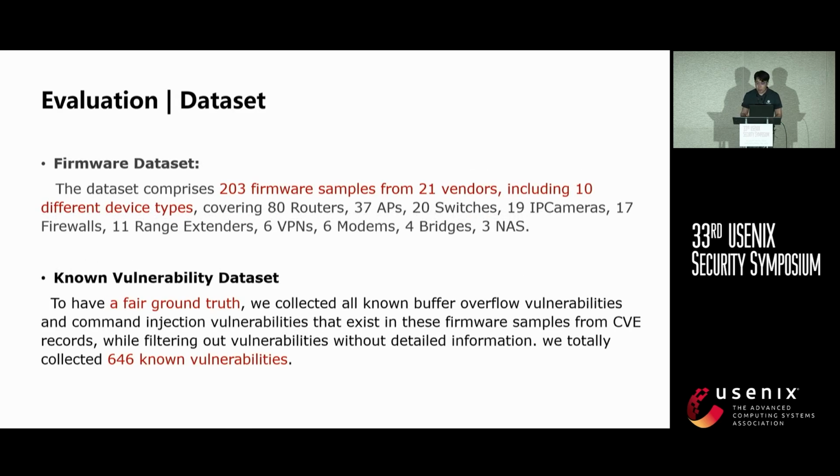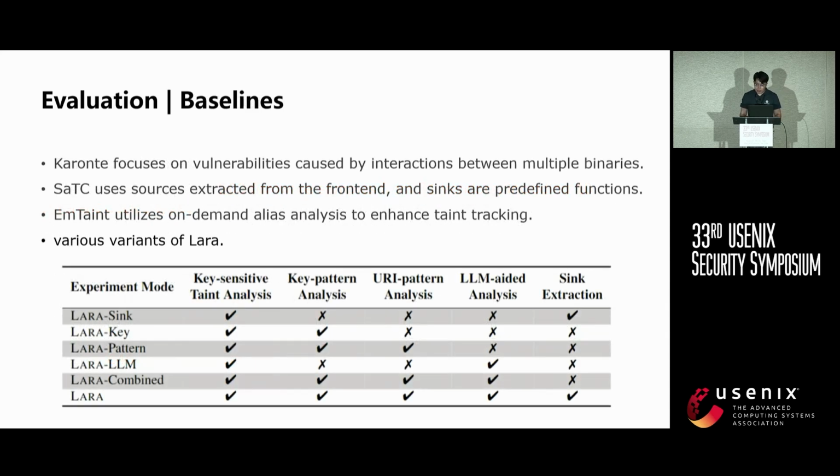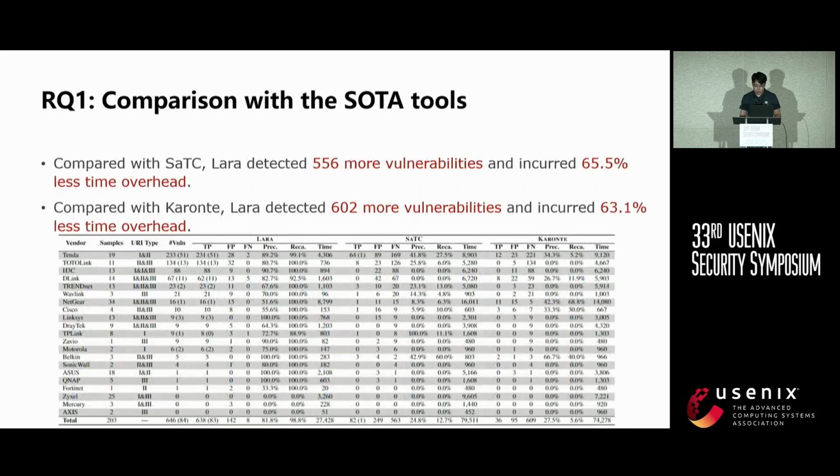For a dataset, we built a dataset containing 203 firmware samples and collected 646 known vulnerabilities to compare vulnerability detection results. The detailed source and sink information of known vulnerabilities are manually confirmed. Baseline includes 3 static analysis tools and 6 different Laras.